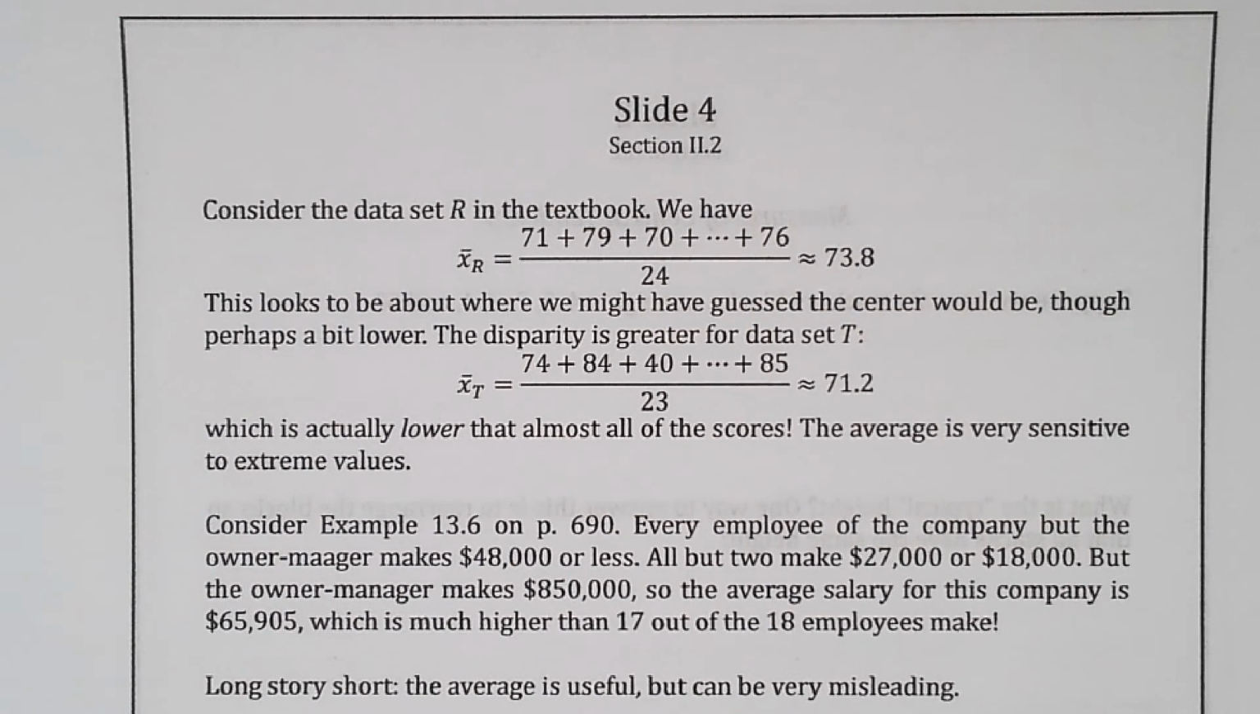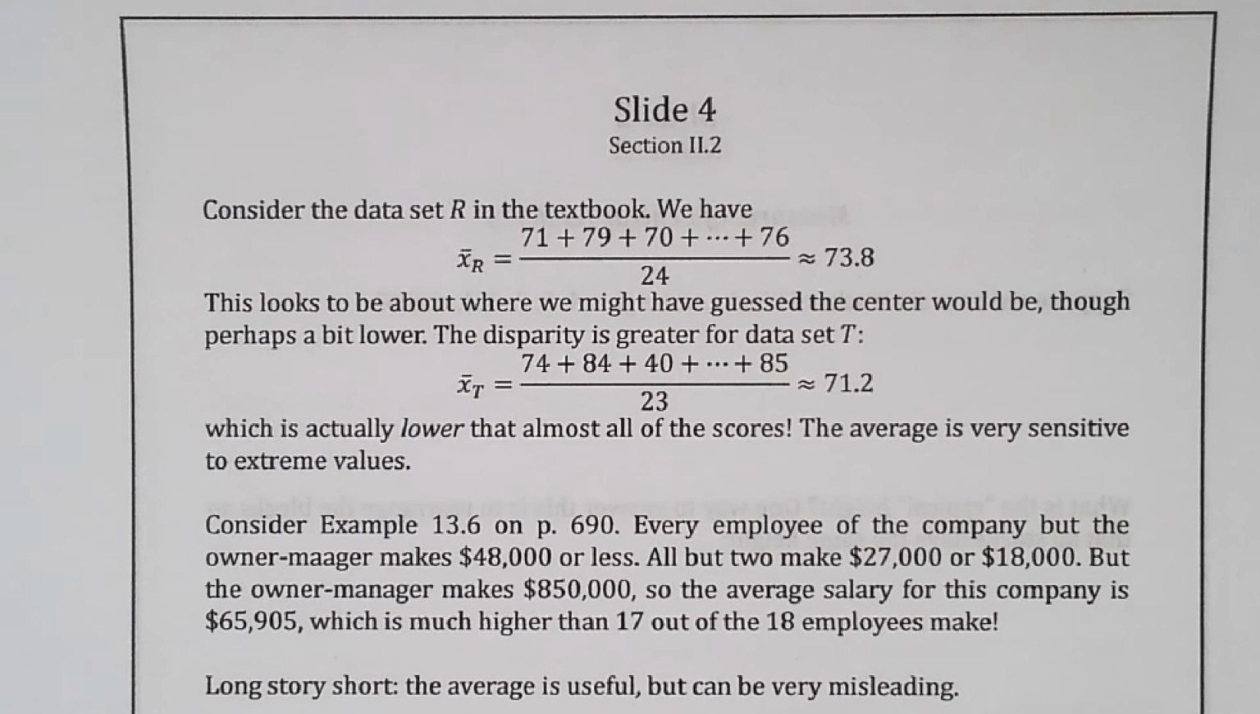You can find another example of this on page 690. So make sure to turn there while we talk about that. So on page 690, we have this company where the owner makes $850,000. The assistant manager makes $48,000. 3 secretaries earn $18,000. And the 16 other employees earn $27,000. So in this company, every employee but the owner makes $48,000 or less. All but 2 of the employees make $27,000 or $18,000.